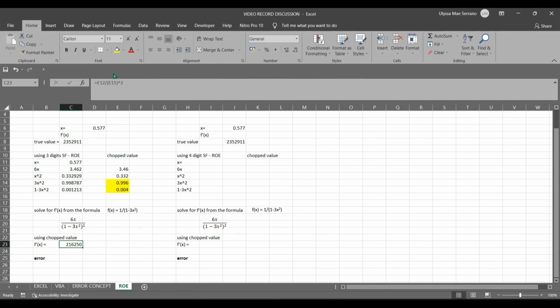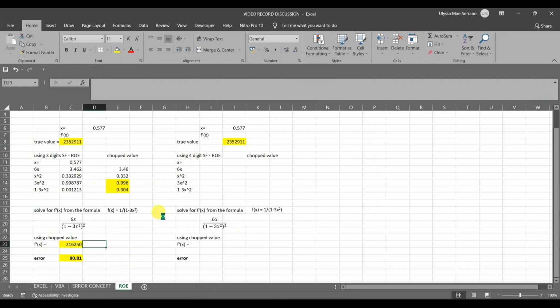So, napakalayo ng ating value sa ating true value for the 3 significant digits or arithmetic chop off. So, galing dito, we're going to find what would be the error. So, simply using true value minus approximate value all over approximate value times 100. True value minus approximate value divided by true value times 100. Because of the chop value, ang ating error ay nasa 90.81%.